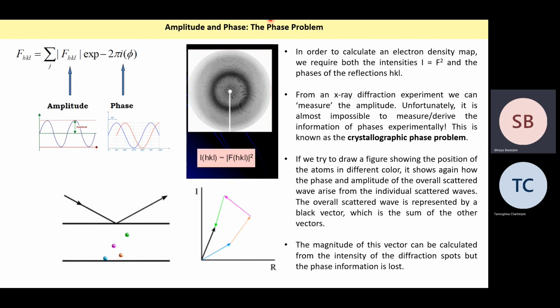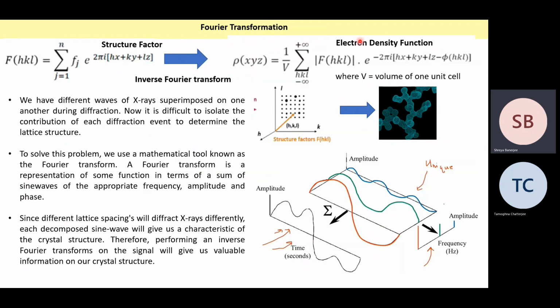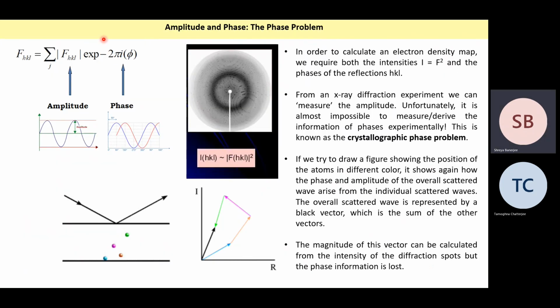Now I'll come into details of the phase problem. To calculate an electron density map, both the intensity and the phase are required. So if you look at the formula of the electron density, this is the structure factor, where F squared is the intensity. So the square root of intensity is the structure factor, and phi is the phase. So both are required to get the electron density. From an X-ray diffraction experiment, you can measure the amplitude, and amplitude squared is intensity. But it is almost impossible to measure information about the phase.